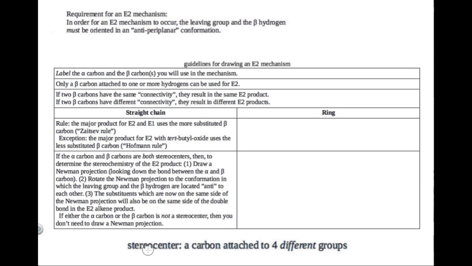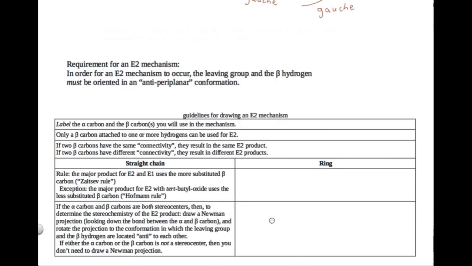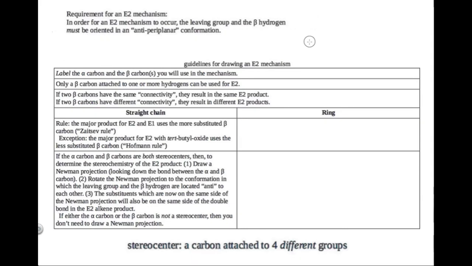Remember that a stereocenter is a carbon that's attached to 4 different groups. You may or may not see your professor and your textbook use a Newman projection in order to get the right stereochemistry for the E2 product. It's possible to figure out the correct stereochemistry without a Newman projection, but my experience is that beginning students make fewer mistakes if they use this Newman projection approach.